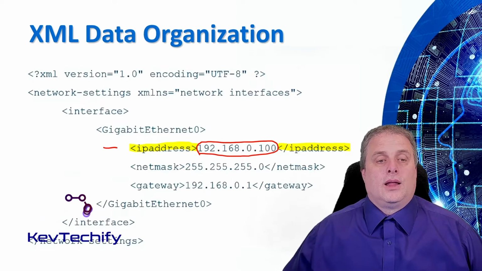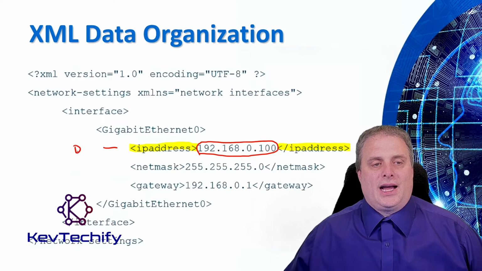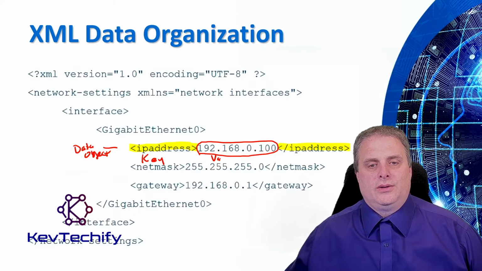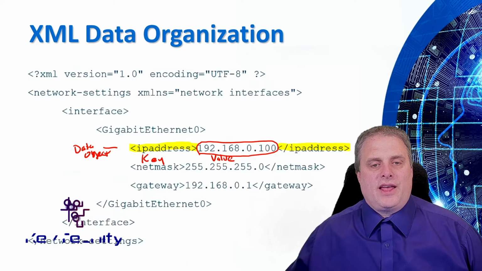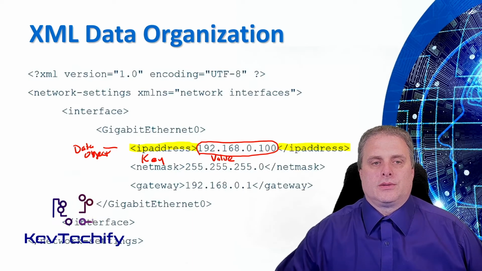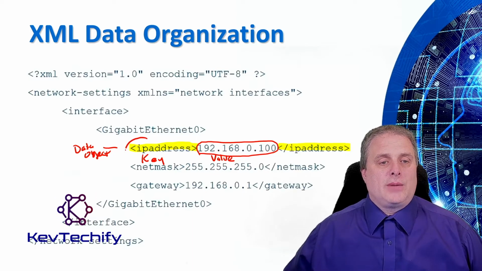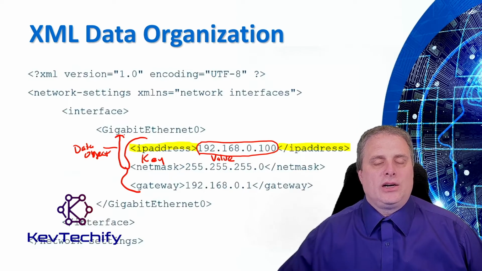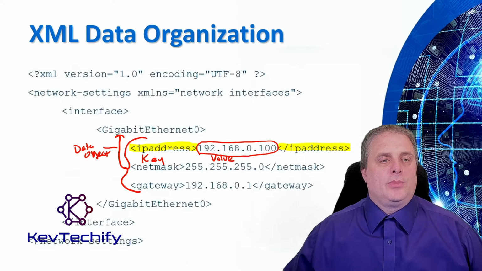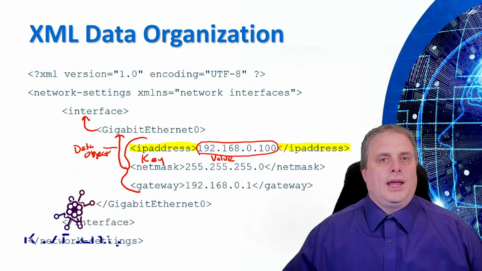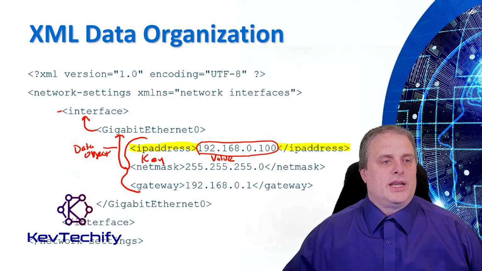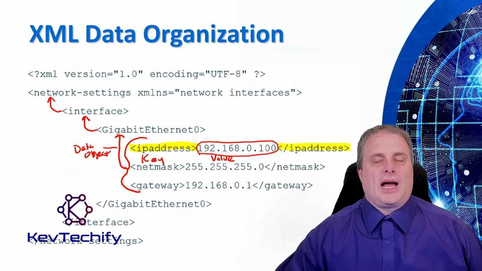192.168.0.100. Once again, this is a data object. So data object. This is the key. This is the value. These are the key value pairs of the data object. These three objects right here, these are all part of the Gigabit Ethernet 0 object. The Gigabit Ethernet 0 object is part of the interface object, and the interface object is part of the network settings object.